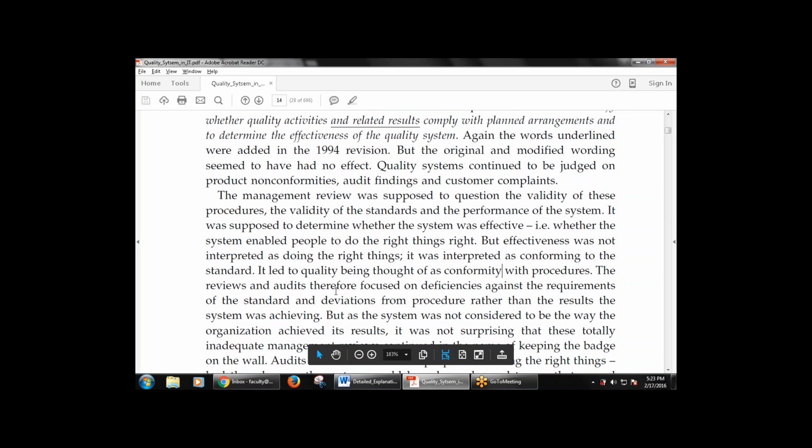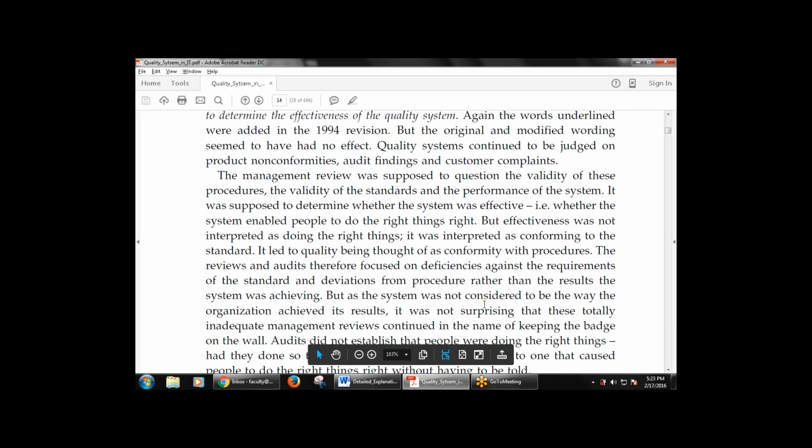The reviews and audits therefore focused on deficiencies against the requirements of the standards and deviation from procedure rather than the results the system was achieving. But as the system was not considered to be the way the organization achieved its results, it was not surprising that totally inadequate management review continued in the name of keeping the badge on the wall.